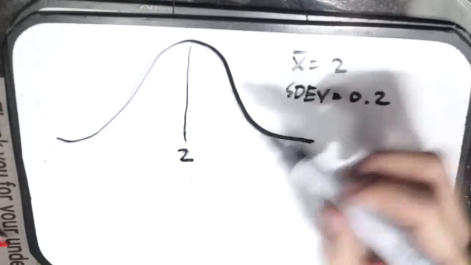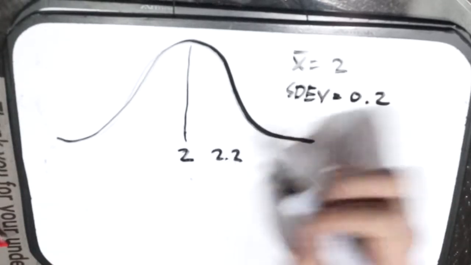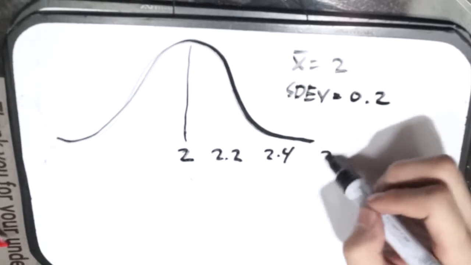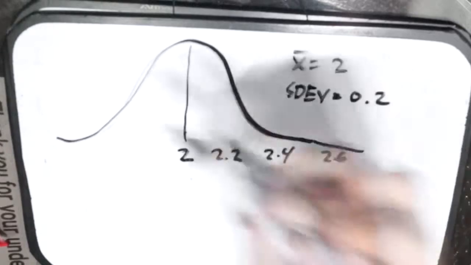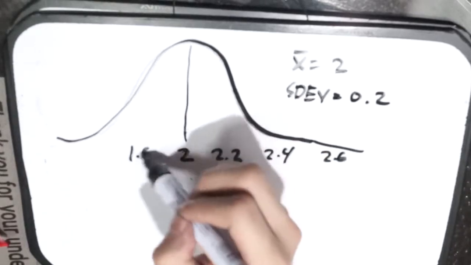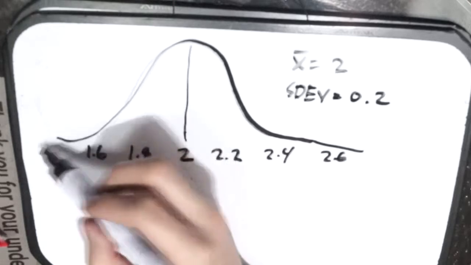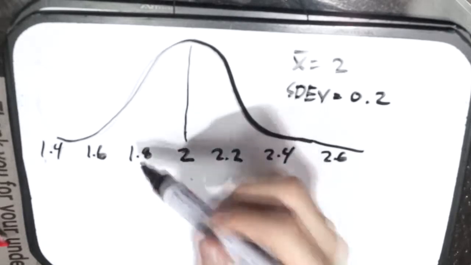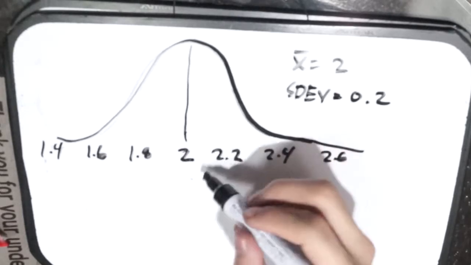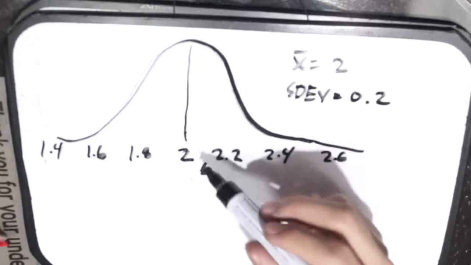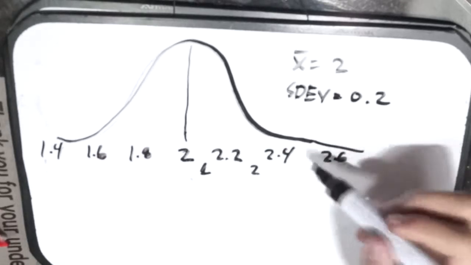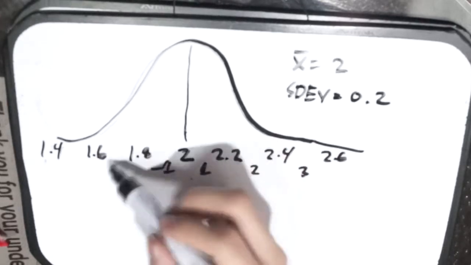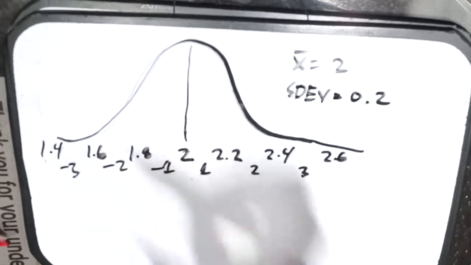And then one standard deviation from the mean would be 2.2. Two standard deviations from the mean would be 2.4, and 3 standard deviations from the mean would be 2.6. Same thing on the other side, 1.8. This time we're just subtracting 0.6 and 1.4. So 1.8, 2 to 2.2 would be 1 standard deviation from the mean. 2 to 2.4 would be 2 standard deviations from the mean, and 2 to 2.6 would be 3 standard deviations from the mean. Same thing on the other side, 1, 2, and 3.